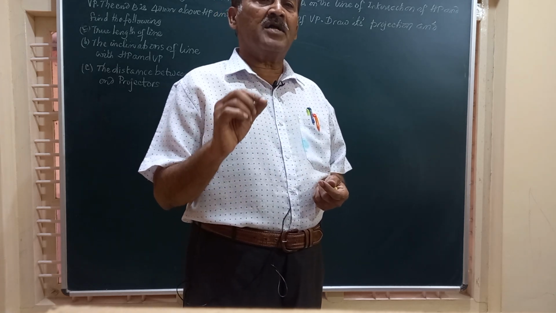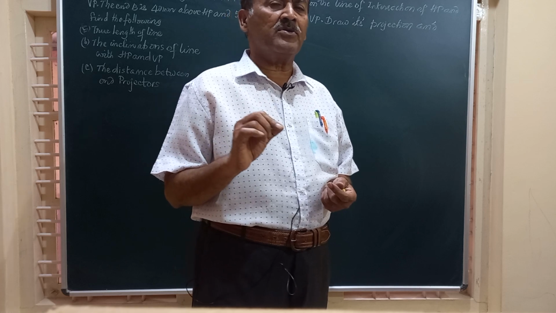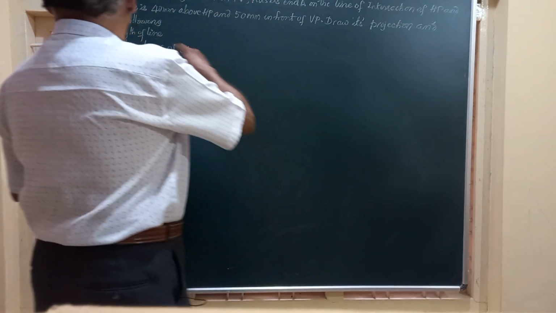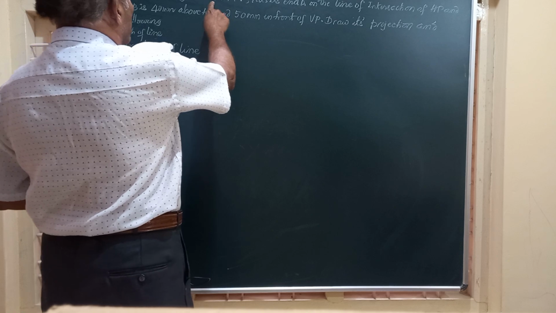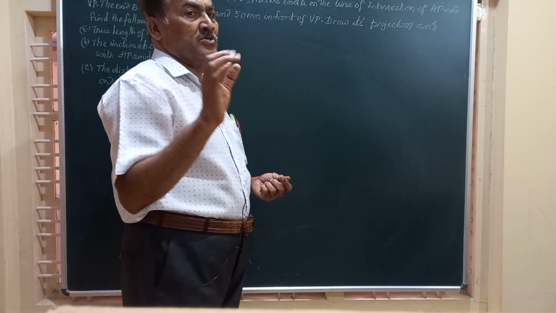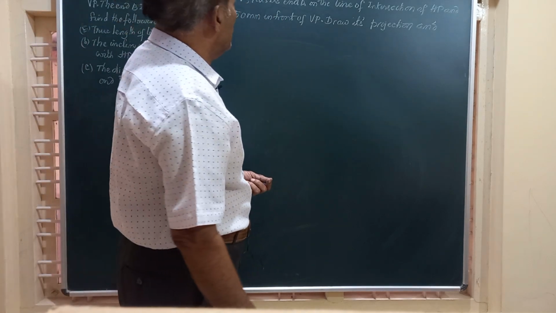In this video, we are going to work out a problem on the projection of a line. And the question for today's video reads like this. A line AB measuring 60 mm in top view. The top view length is given to us.